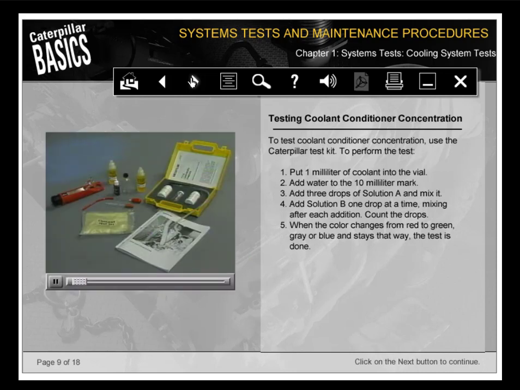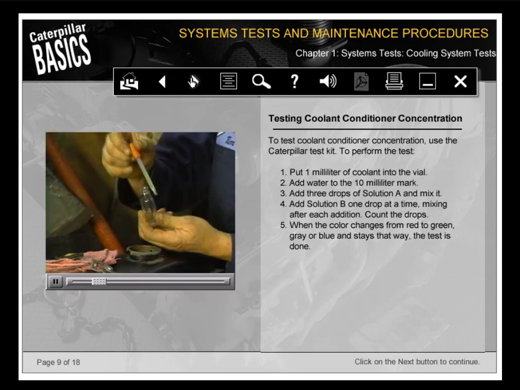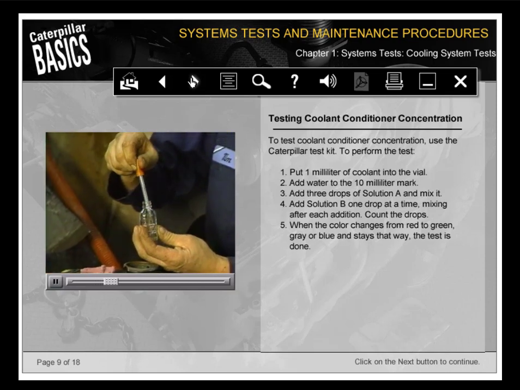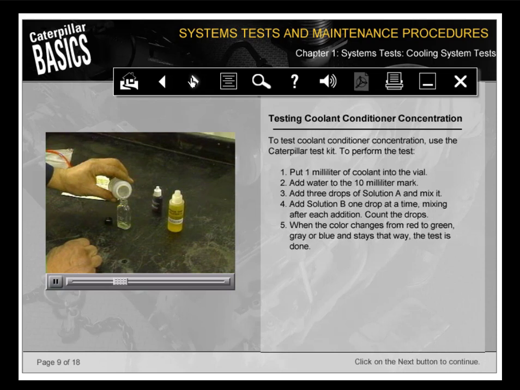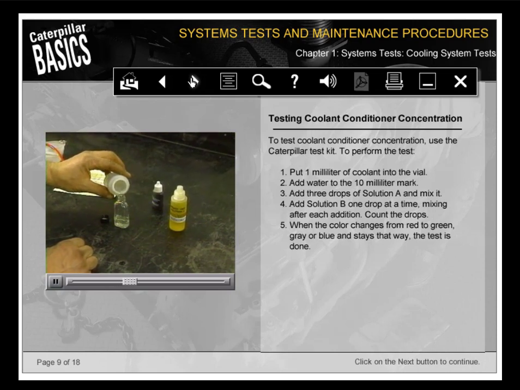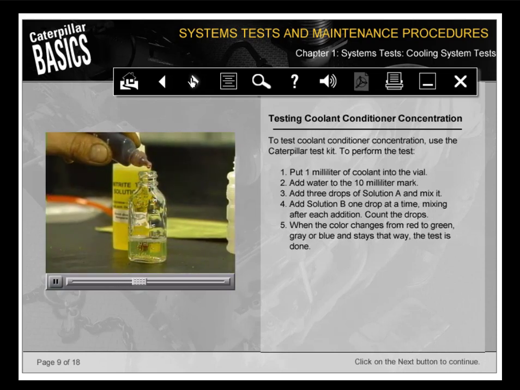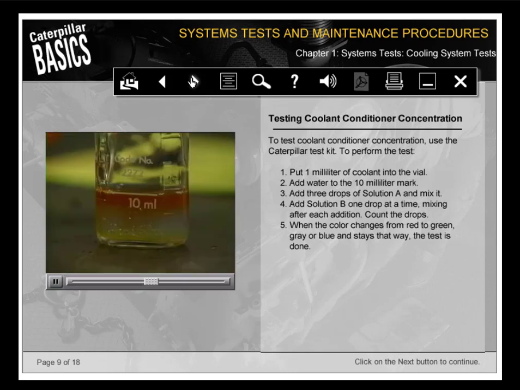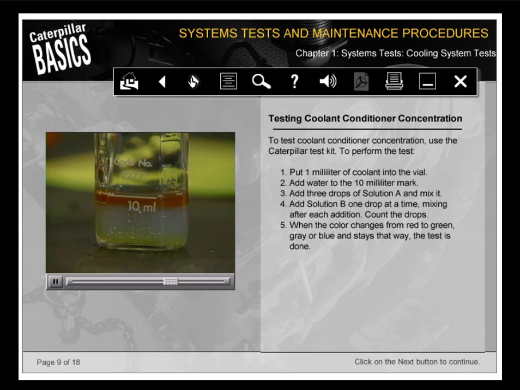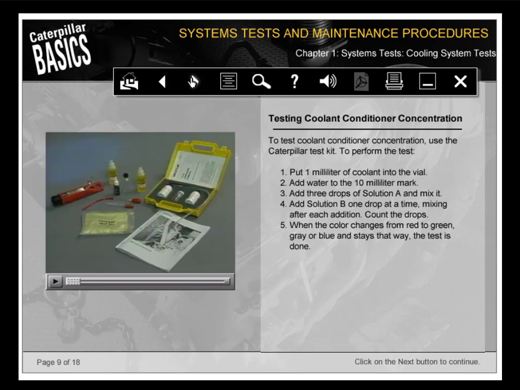To test coolant conditioner concentration, use the Caterpillar test kit. To perform the test, put 1 milliliter of coolant into the vial. Add water to the 10 milliliter mark. Add 3 drops of solution A and mix it. Add solution B 1 drop at a time, mixing after each addition. Count the drops. When the color changes from red to green, gray, or blue and stays that way, the test is done.